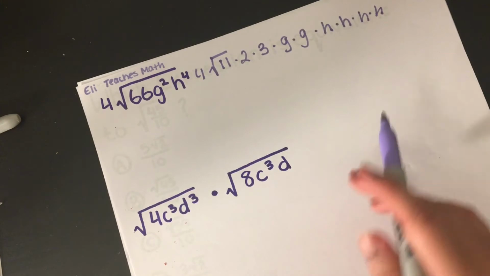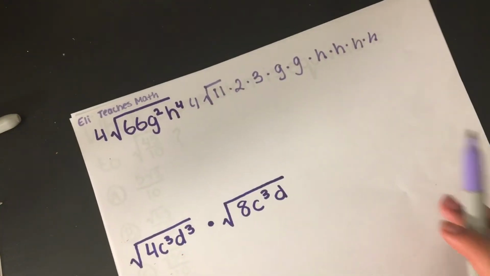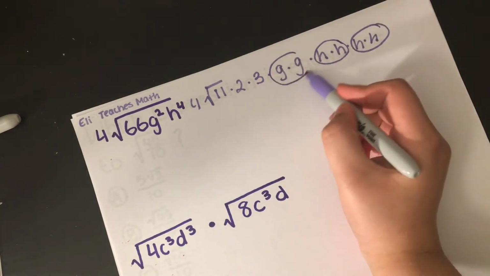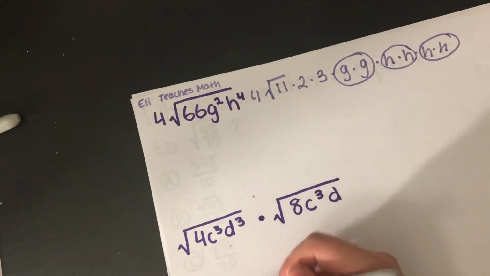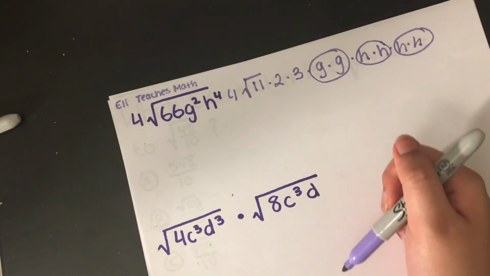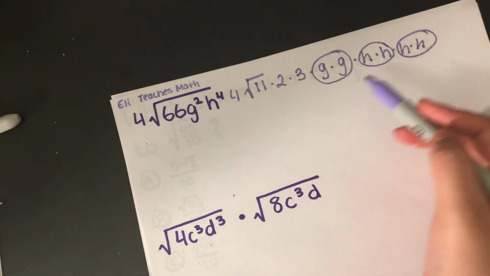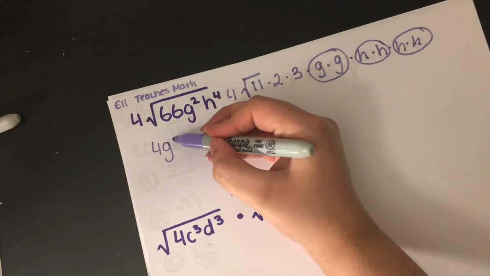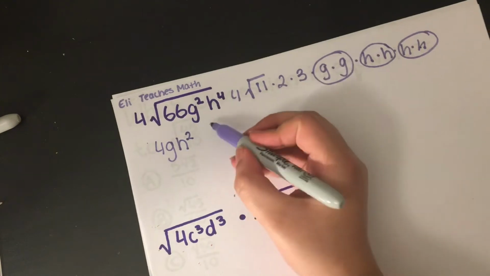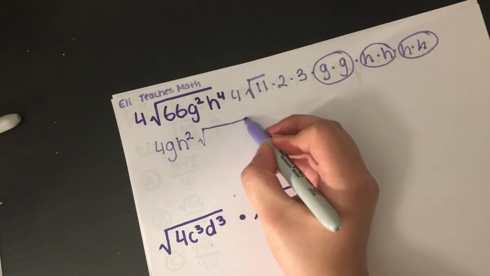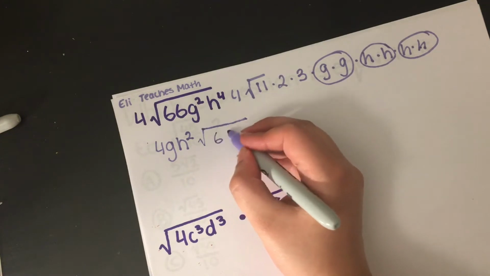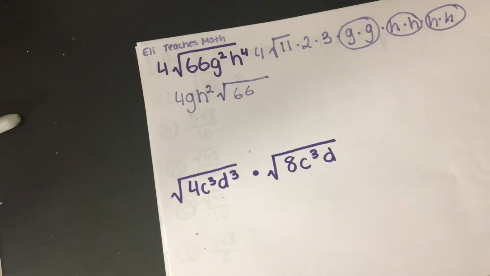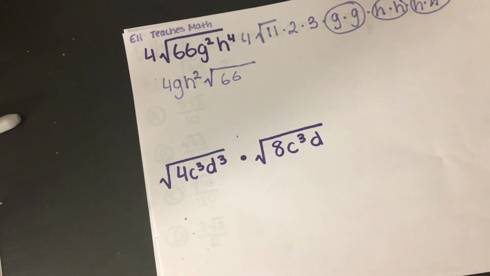Okay, so let's see what we can bring to the other side, or make simplified. We can circle the h's, we can circle the g's, and it doesn't look like we can circle anything else. So we're going to bring this over. So it's going to be 4 times g times h squared, because remember there were two sets of these. So 4 times g times h squared times the square root of 11 times 2 times 3, which is 66. And that is the simplified expression for this problem.